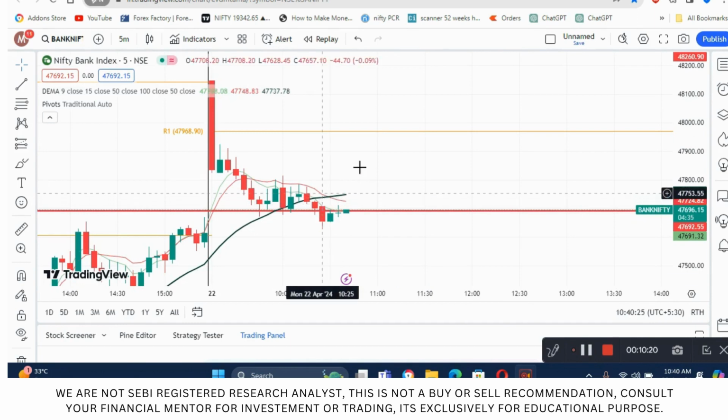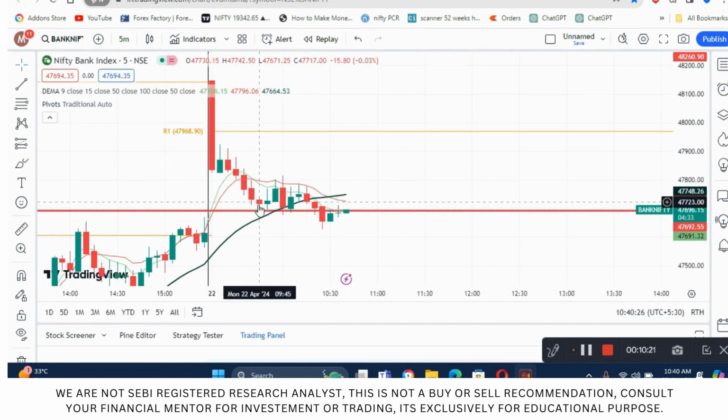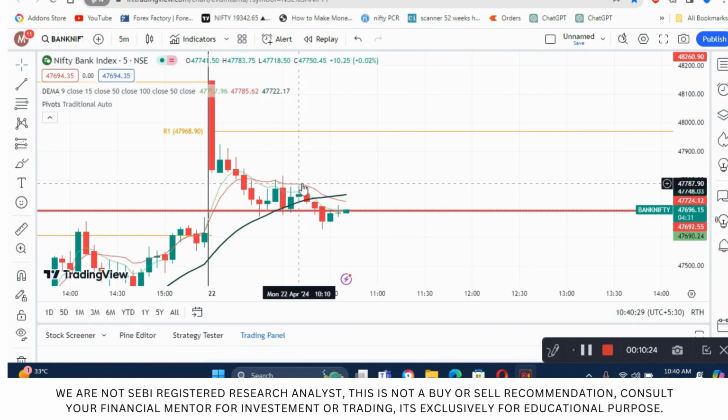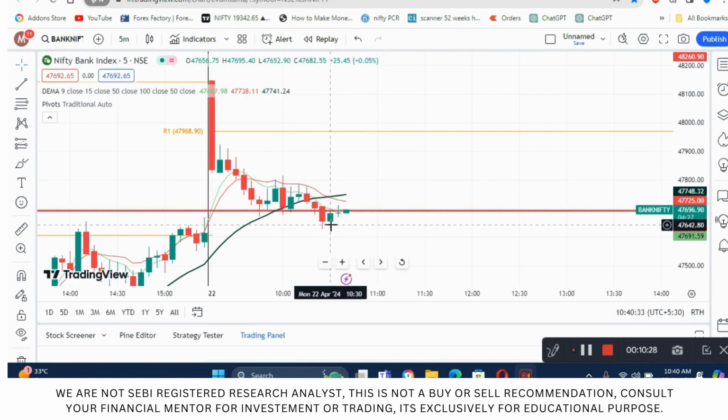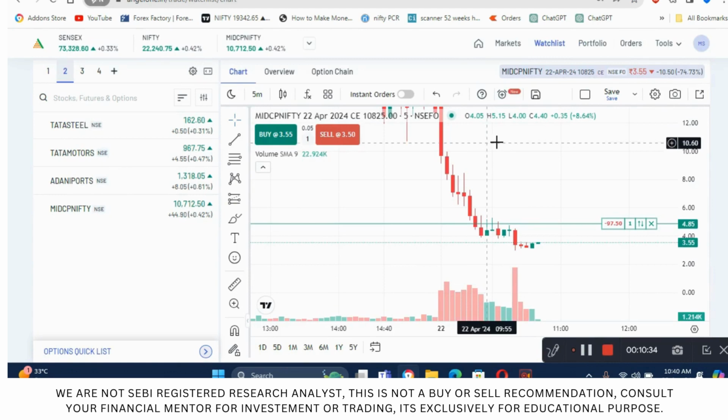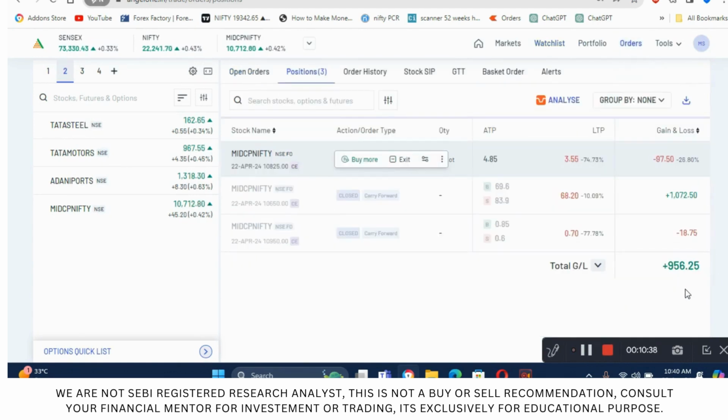Look friend, the market is making lower high and lower low. You can see here it's making lower high, then lower low, then lower high, then lower low. So the market has full bearishness. We can book this profit and leave. We can exit this position and book the profit of 956 rupees, no issues.